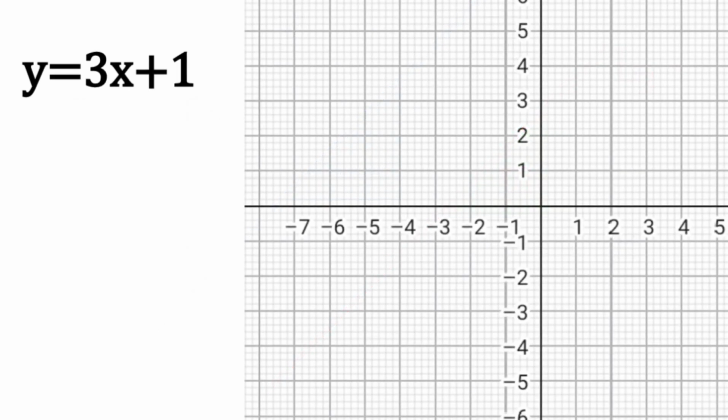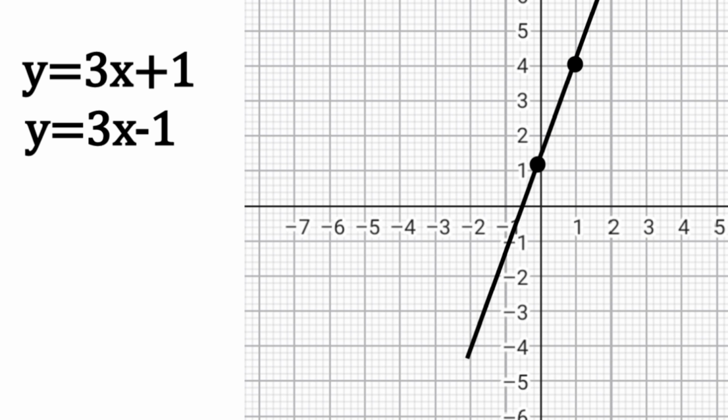So we have an example here. If y equals 3x plus 1, this is in the slope-intercept form. So the y-intercept is 1, so (0, 1) here. Since this is a positive slope, we go to the right 1 unit, we must go up 3 units: 1, 2, 3, and we have this second point at (1, 4). And connecting these 2 points, we have this line y equals 3x plus 1.